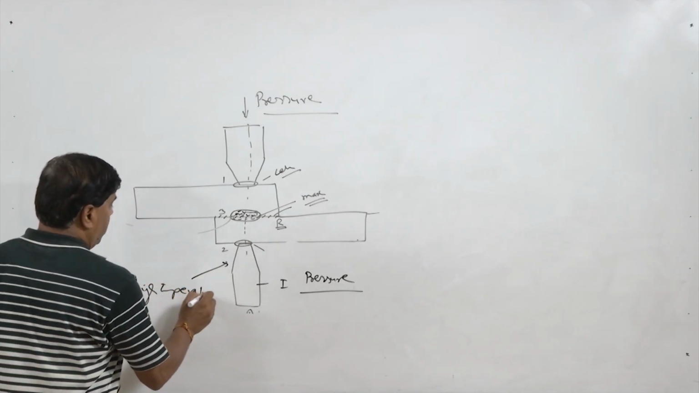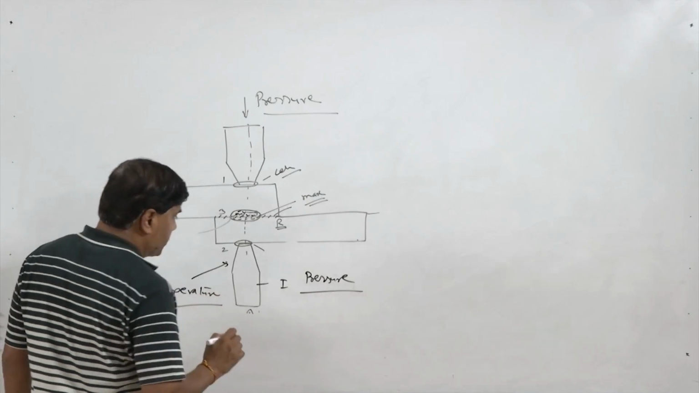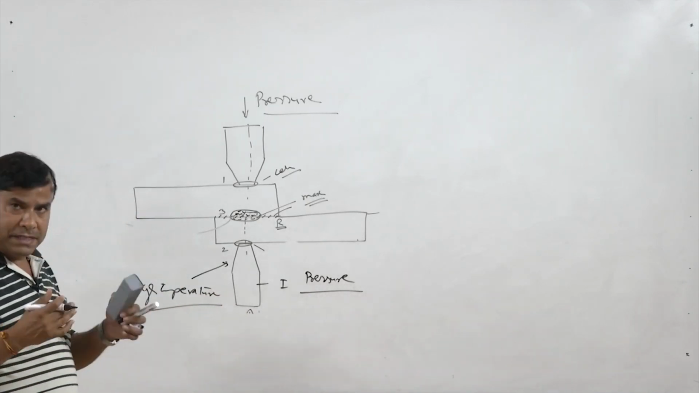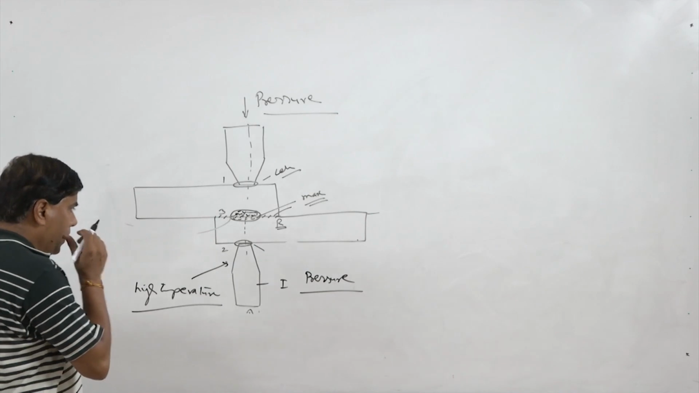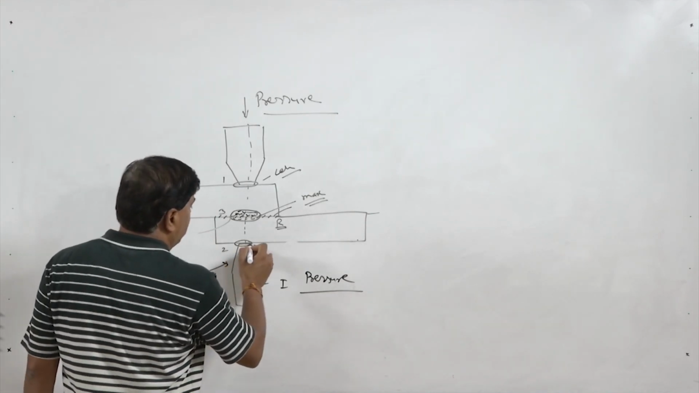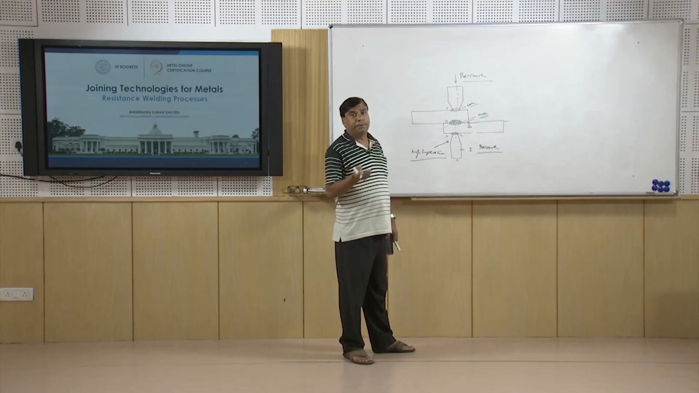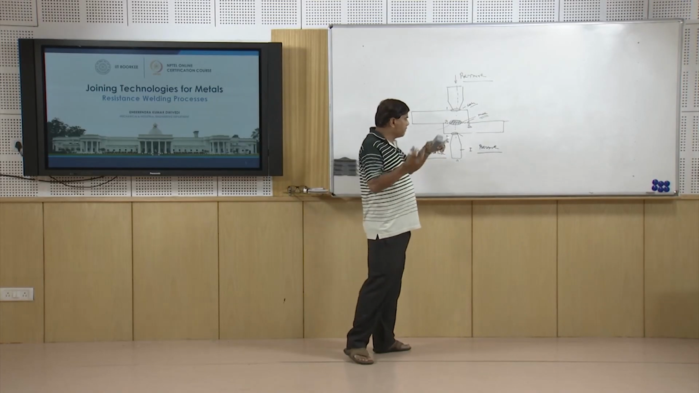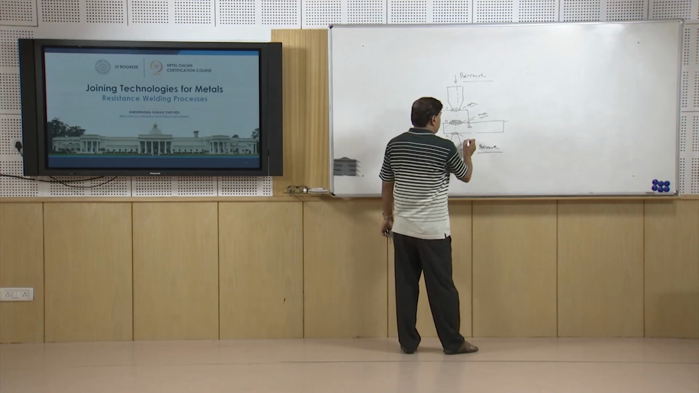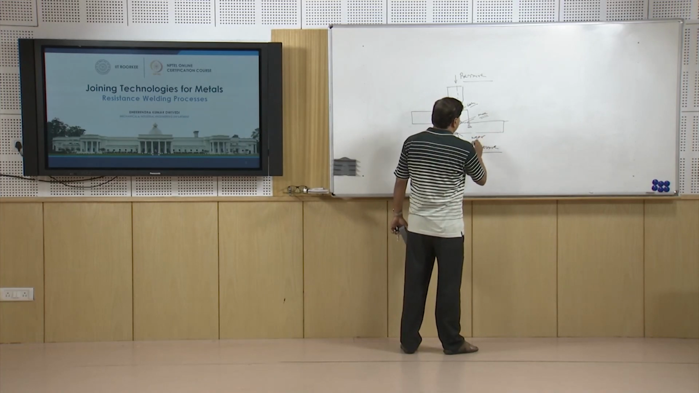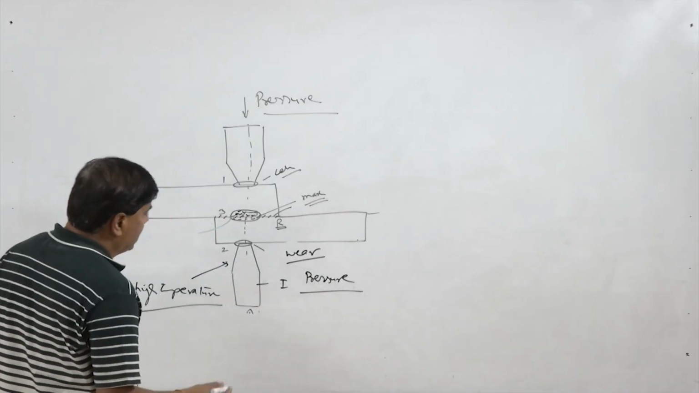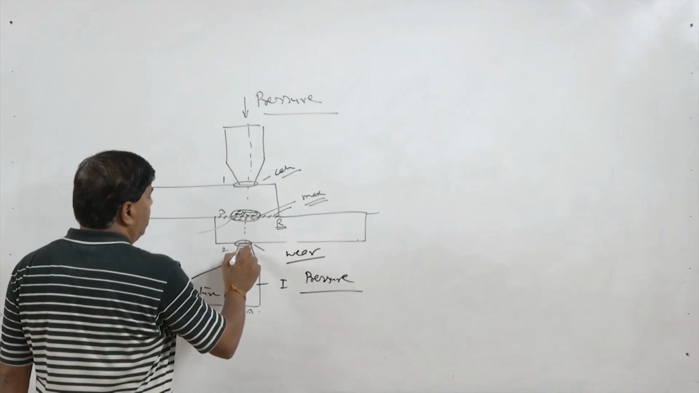So, this is one requirement, that the electrode material must have high temperature strength. Another is that it comes in contact with the surface of the workpiece very frequently. Repeated contact or repeated relative motion between the surface of the workpiece and the electrode causes wear. So, it must be wear resistant, since heat is generated at the contact interface with the workpiece.